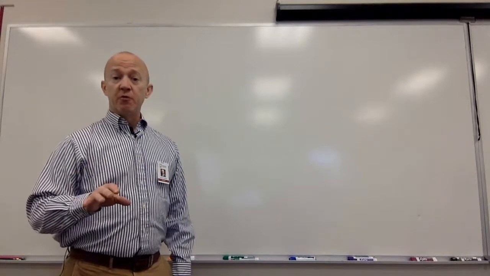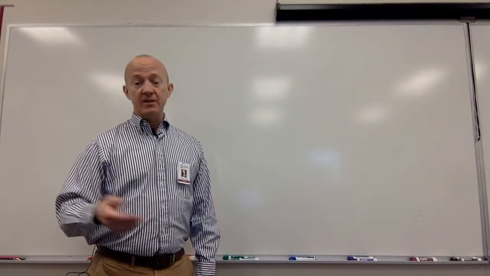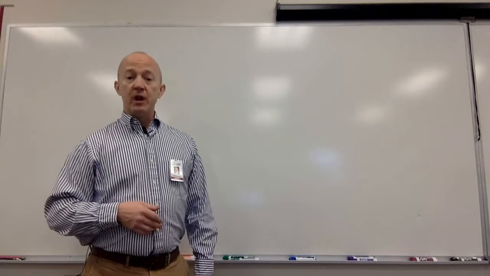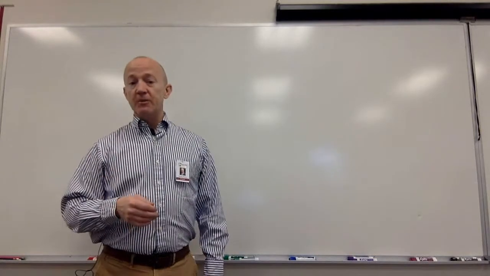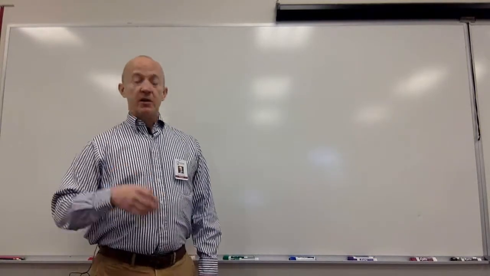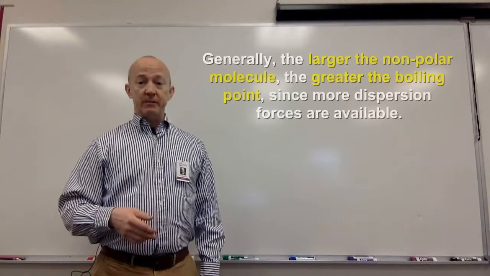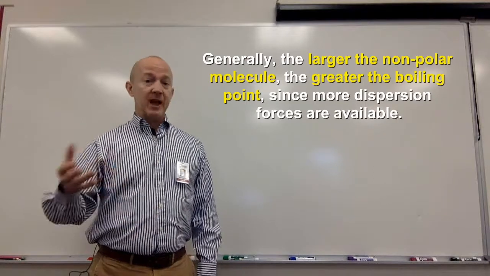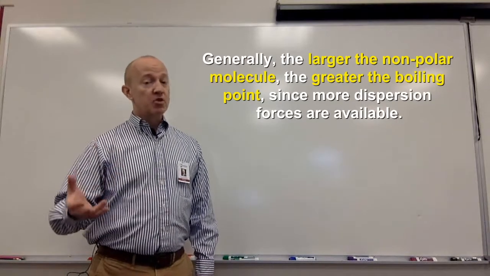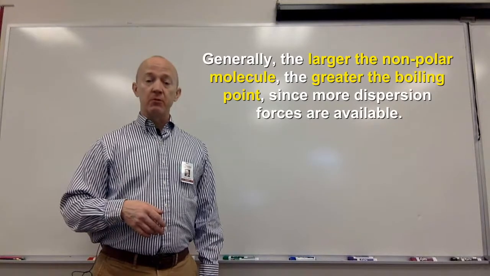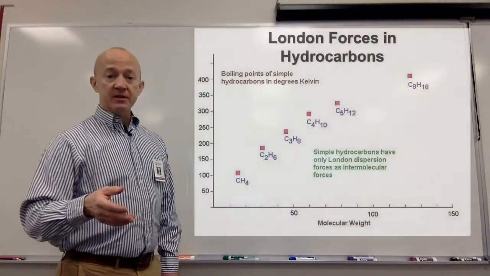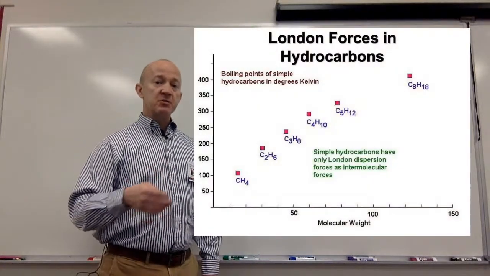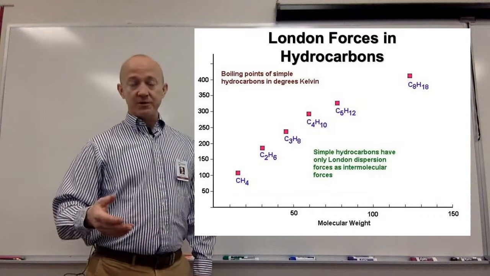So London dispersion forces are proportional to the mass of the molecule, really. The larger nonpolar molecules have greater opportunities for dispersion forces, and the smaller ones have less opportunity. That's why normally we see that small nonpolar molecules occur in gaseous form, while the larger ones can have the opportunity to form liquids at room temperature. Just to give you some idea, here's a graph showing the various boiling points of hydrocarbons.